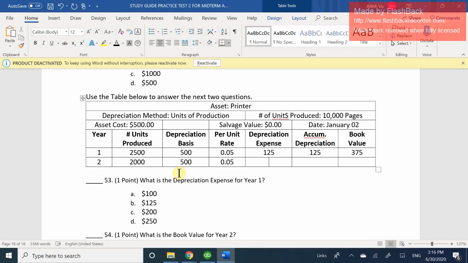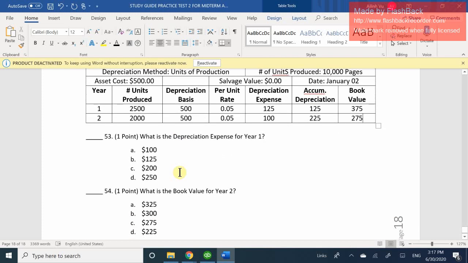And 125 is the depreciation expense? No, where are you getting this number? I get 100. 0.05 times 2,000 is 100. Yes, 100. Okay, and then what's my accumulated depreciation? 225. And what is my book value? 275. That is correct.